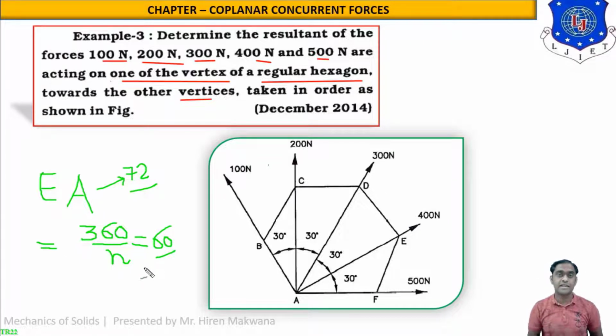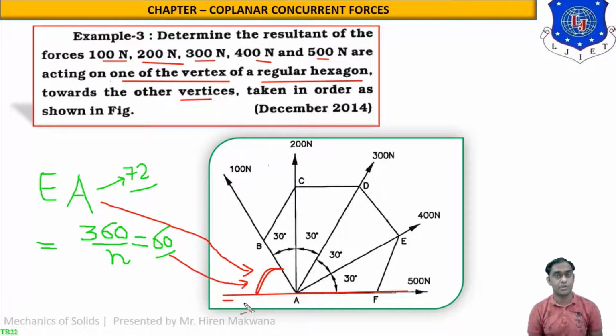But where is the exterior angle located actually? In this figure, concentrate on this figure. This is the x-axis. You can see this is the x-axis. I am extending the x-axis on the negative side. Then this outer angle is known as the exterior angle. This is the exterior angle, which is 60 as of now, because it is a regular hexagon, so this angle will be 60.